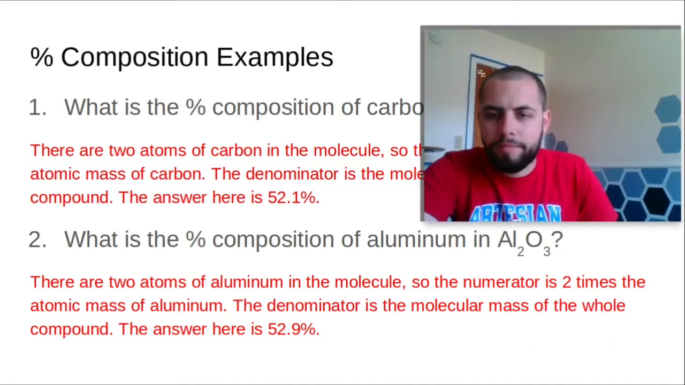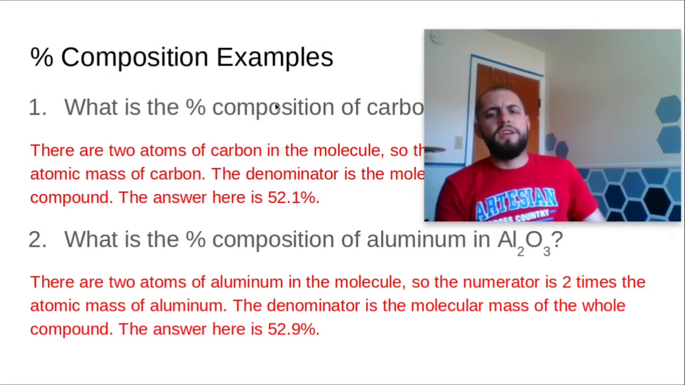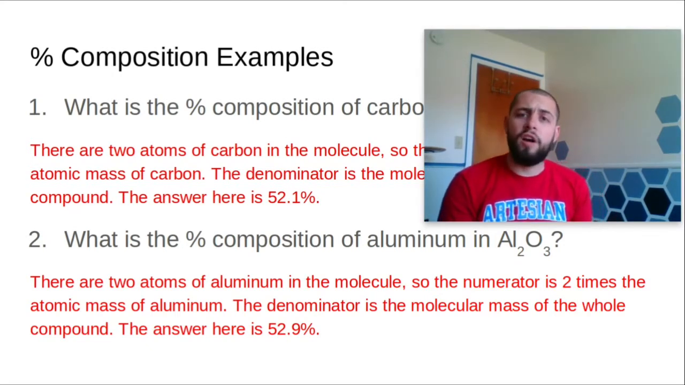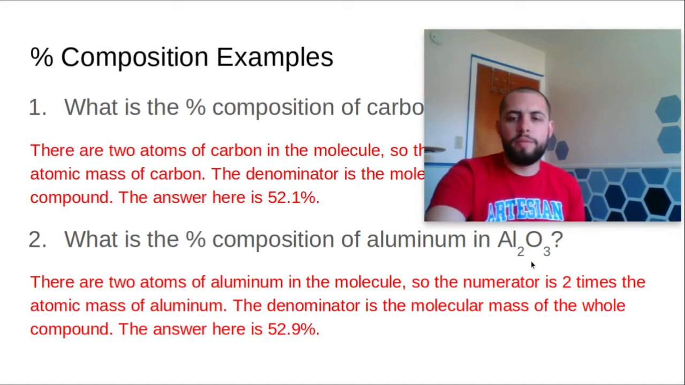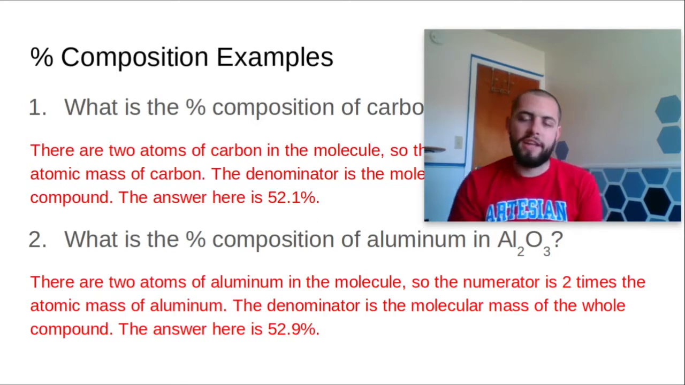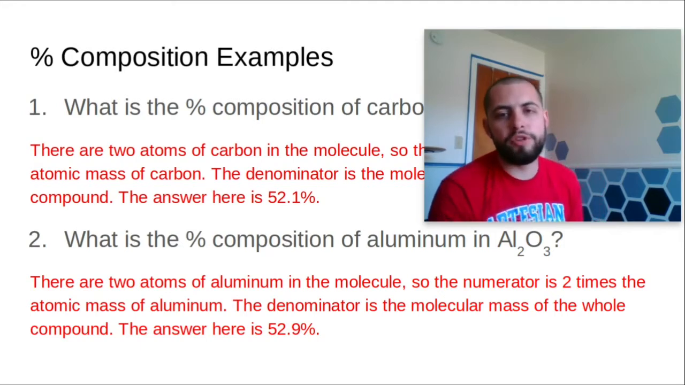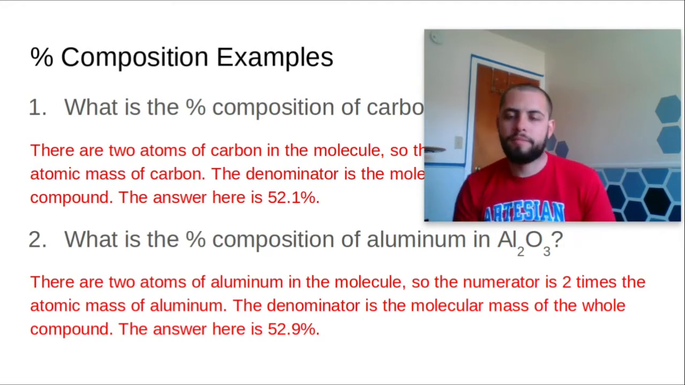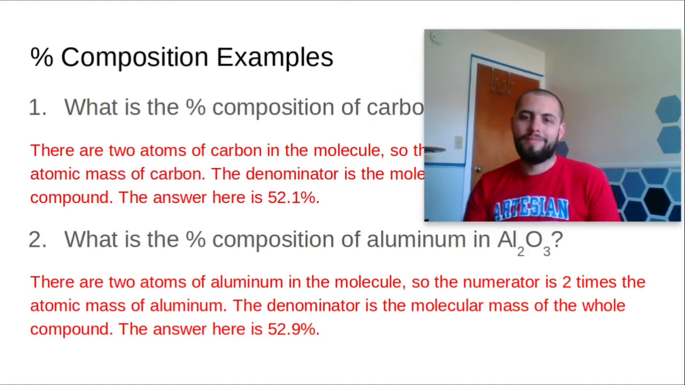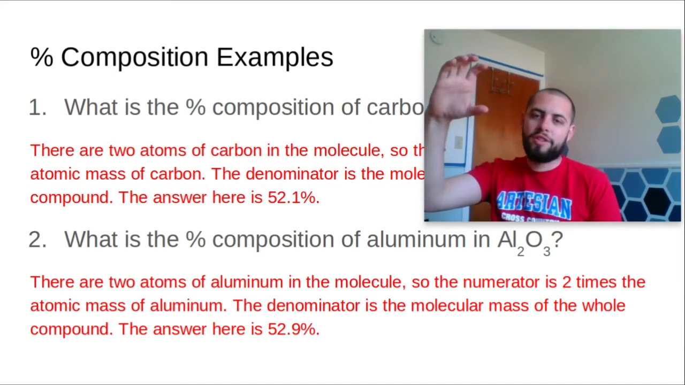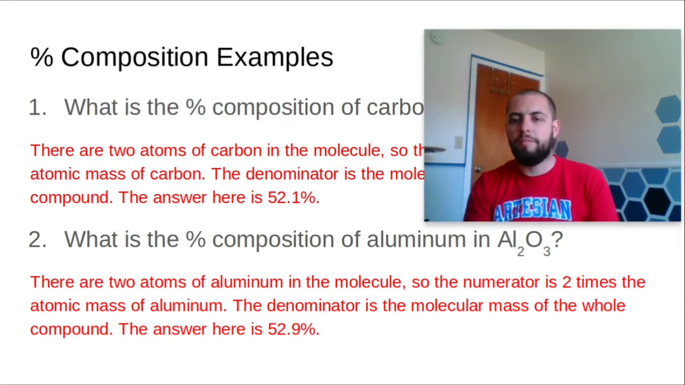So this problem, it says, what is the percent composition of aluminum in aluminum oxide? This formula here is aluminum oxide, and that's one that you should be able to name. Al2O3, aluminum oxide. So I want to know what's the percent composition of aluminum. I'm going to use that same formula. In the numerator, I'm going to put the mass of all of the aluminum. I've got 2 atoms of aluminum.